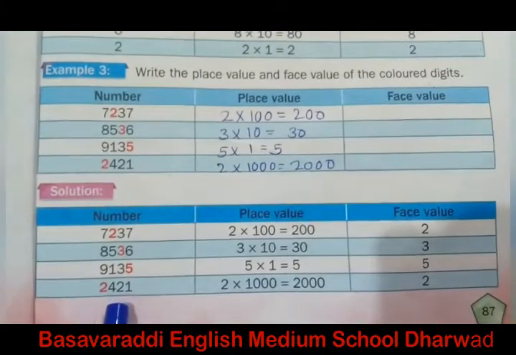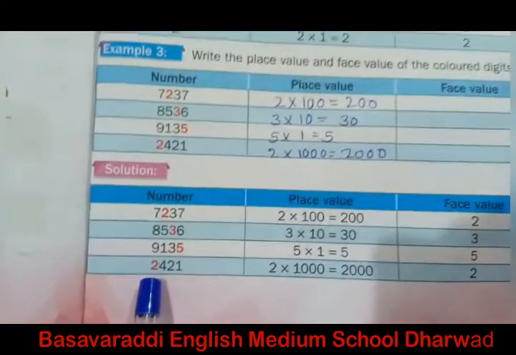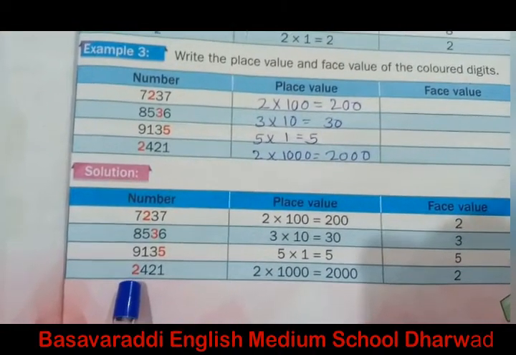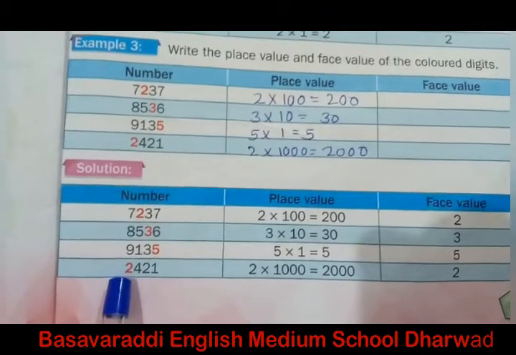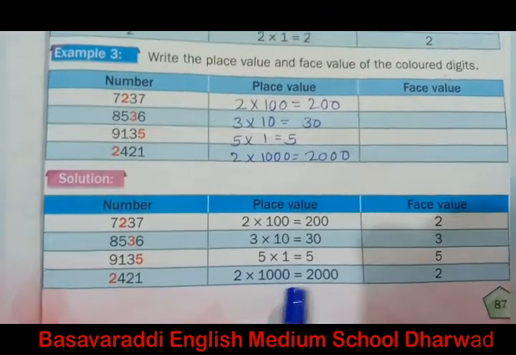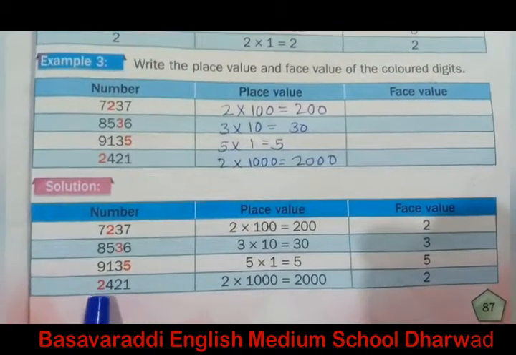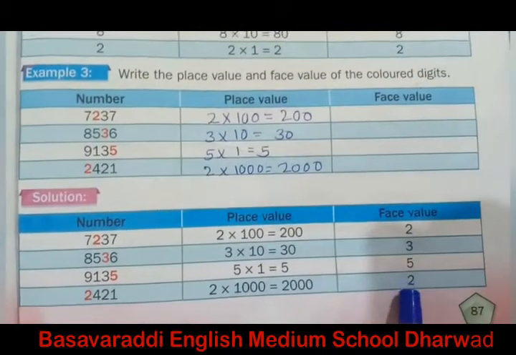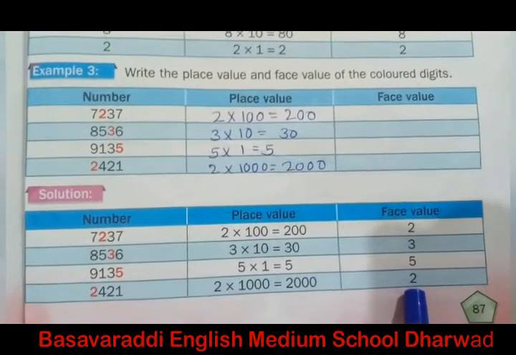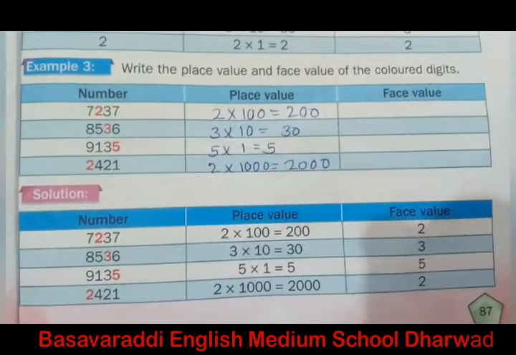Now 2421. Which is the place? That is the thousands place, so we multiply by 1000. 2 into 1000 is 2000. The face value is the number itself, that is 2.